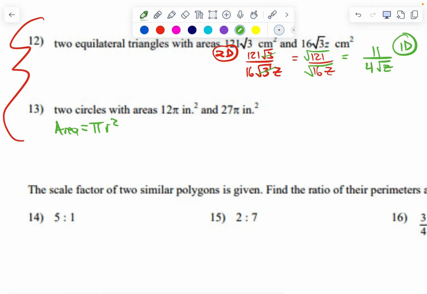Pi times radius squared, right? So our answers very likely could have pi in them. So 12 pi over 27 pi is the area ratio, if we wanted it in exact form. What's a good thing to do first before we make this 1D? Cancel pi first, yeah. Okay, and then we're going to square root 12, square root 27.